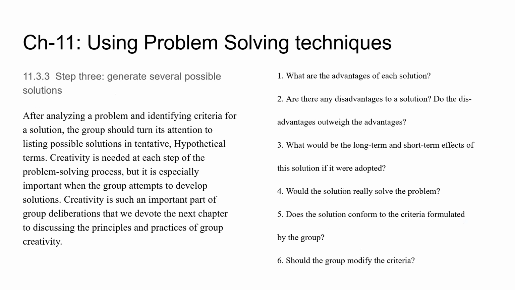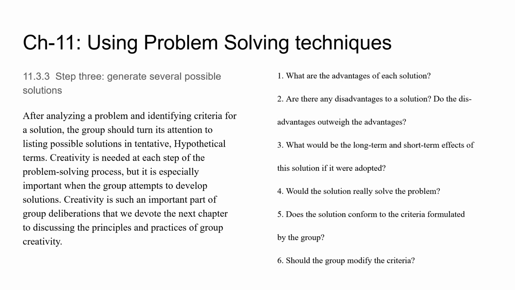So again, ask yourself, you're doing a cost benefit analysis of each of the solutions. What are the advantages of each solution? What are the disadvantages? If the disadvantages outweigh the advantages, then you don't want to do it. Hopefully, if the advantages outweigh the disadvantages, then you probably want to do it. Number three, what would be the long-term and short-term effects of the solution if it were adopted? That's important to understand, because there'll be some side effects.